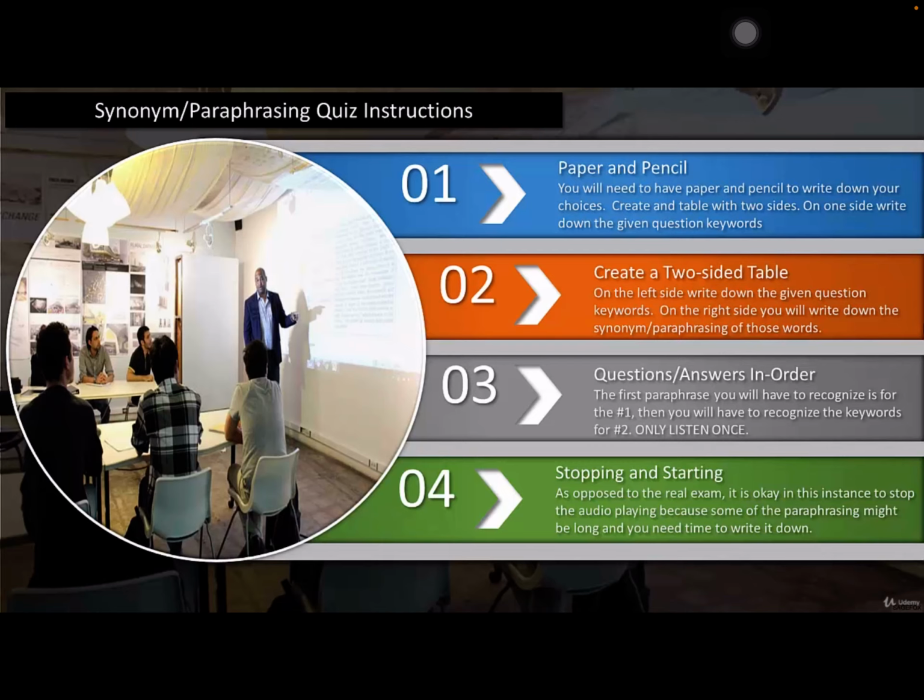You cannot stop and start. But we're working on a specific skill here, right? We're not doing a part of the exam. We're working on the skill of paraphrasing. And so if that's necessary, it's okay for you to do that.